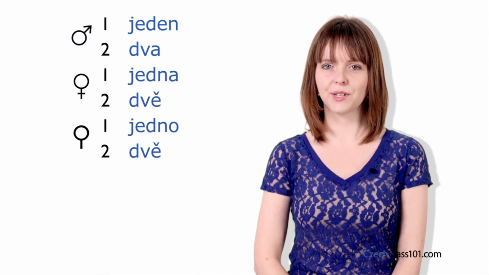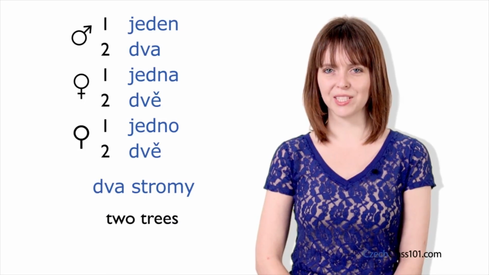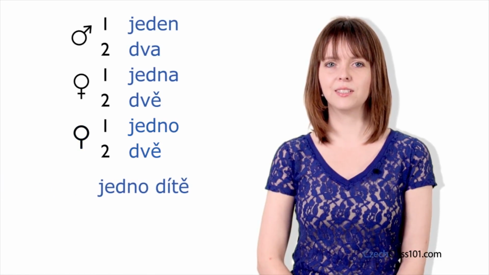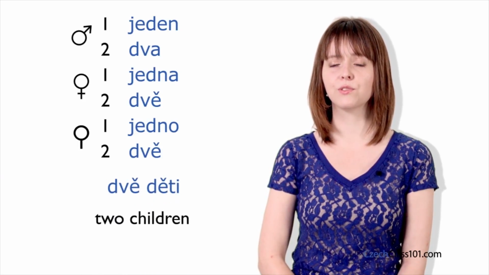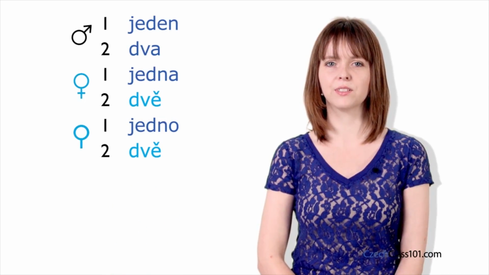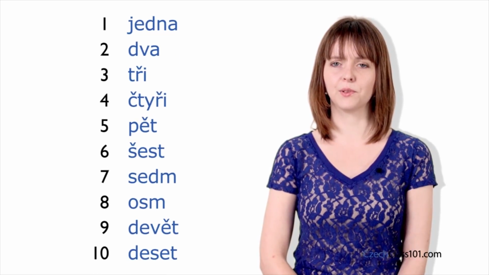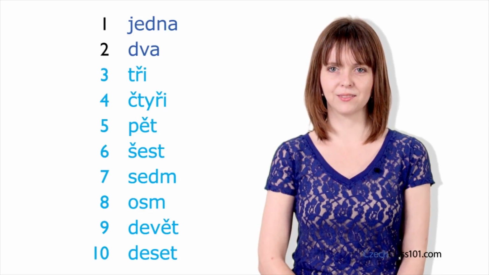1 and 2 are used with masculine nouns. For example, 1 strom, meaning 1 tree, and 2 stromy, meaning 2 trees. 1 and 2 are the forms for counting neuter nouns. For example, 1 dítě, meaning 1 child. 2 děti, meaning 2 children. Notice that 2 is the form for feminine as well as neuter nouns. Other numbers starting from 3, which means 3, do not change their forms depending on gender.